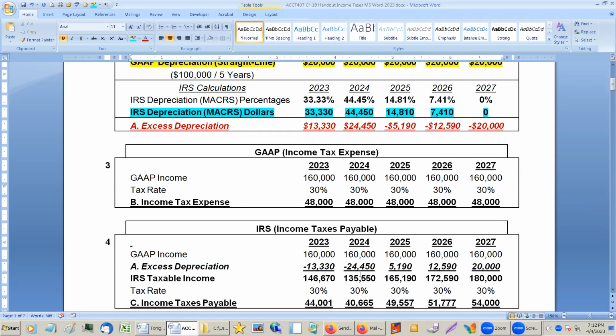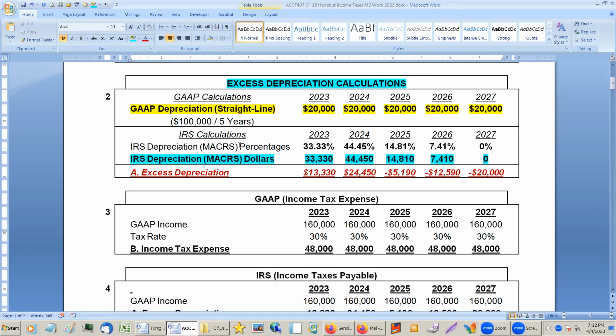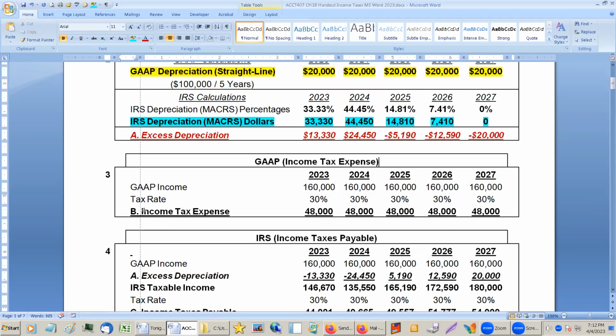So coming down here, our income tax expense is based on our GAAP depreciation.